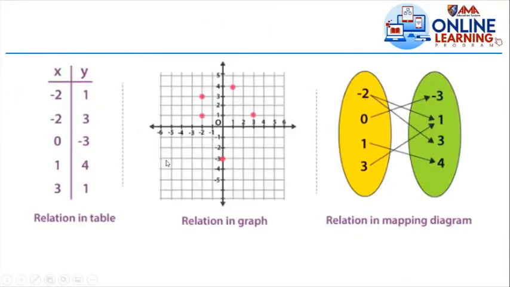So here we also have some types of relation. This is a relation in table, a relation in graph, and then a relation in mapping diagram. That is what we saw earlier. So we can represent a relation by tables and by graph.